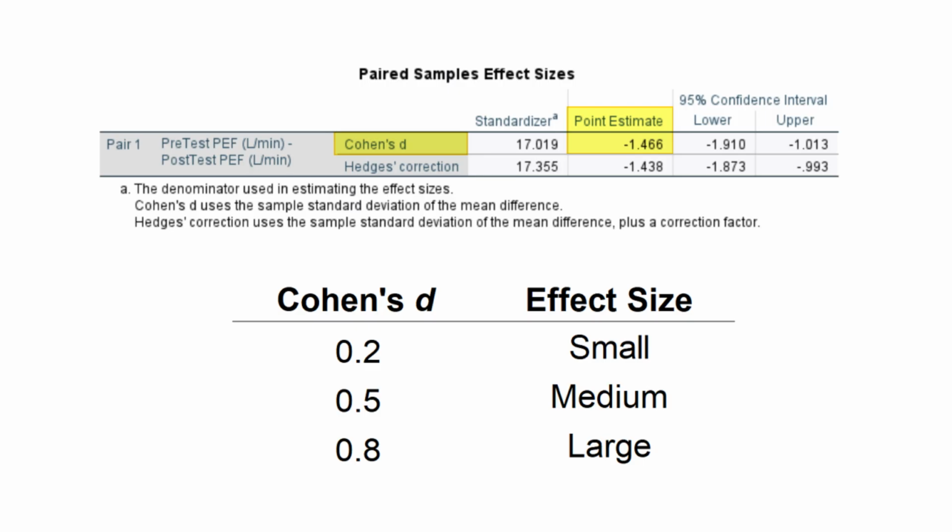What matters for Cohen's d is the absolute value of d, regardless of whether it's positive or negative. A value greater than 0.8 is typically seen as large. So our results suggest that there is a strong treatment effect, a big difference in peak expiratory flow before and after treatment. Well, that's it.